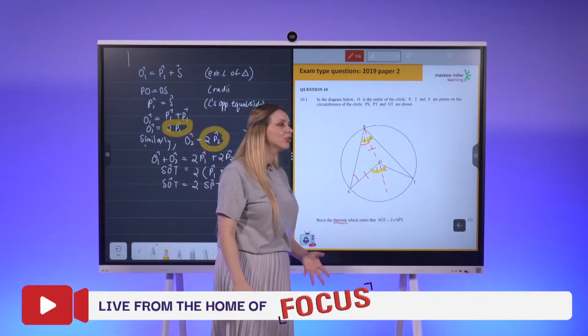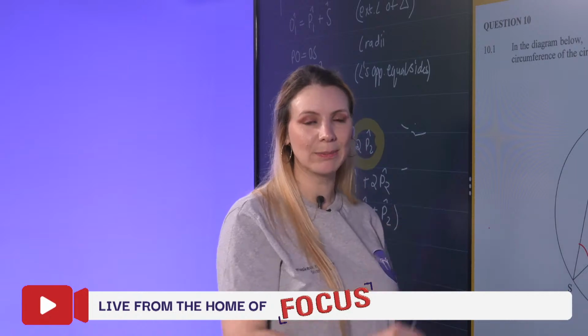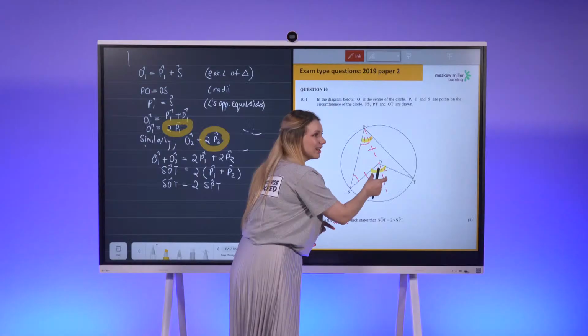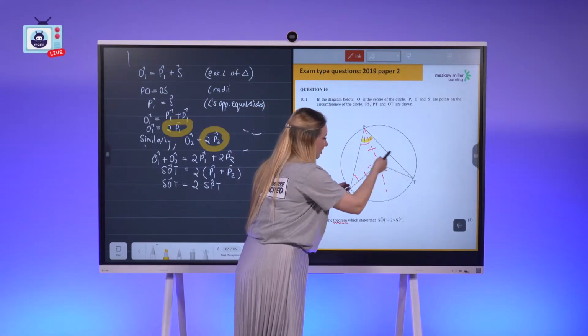And that is one of the proofs that we need to know. And remember, we didn't use the proof of this theorem. What theorem is this? How do I know what theorem this is? Angle at center equals 2 times angle at the circumference. The angle at the center is SOT.